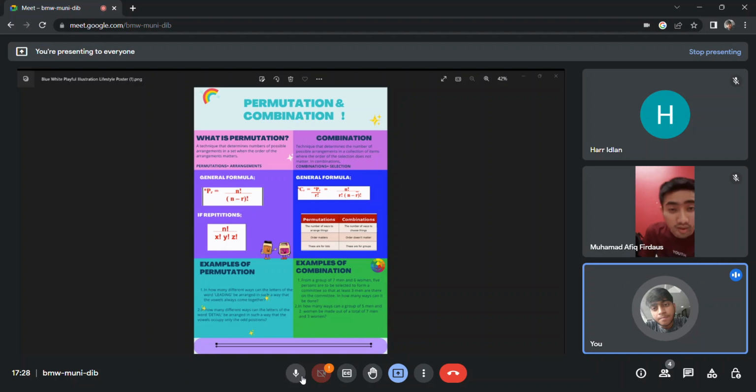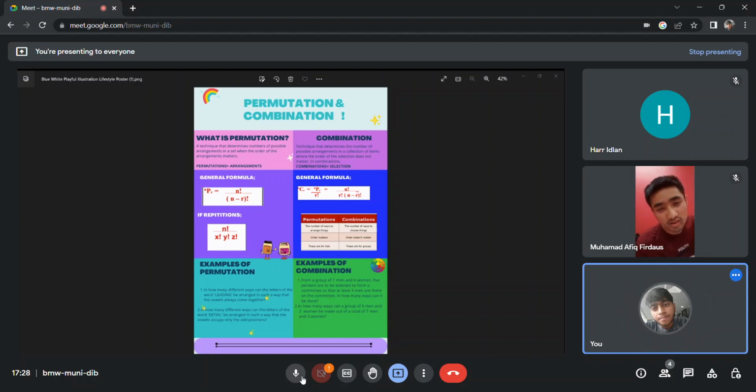Moving on to the definition of permutation: it is a technique that determines the number of possible arrangements, or possible ways, in a set when the order of the arrangements matters. Moving on to the general formula, which is nPr equals n factorial over n minus r factorial.